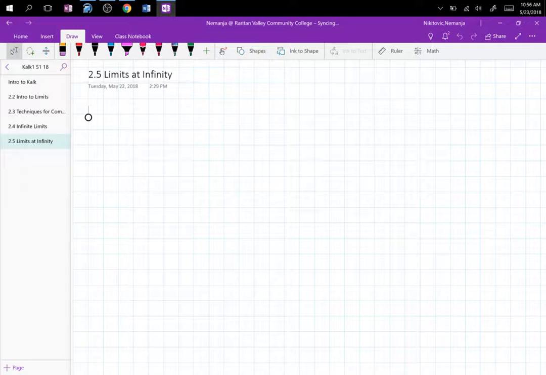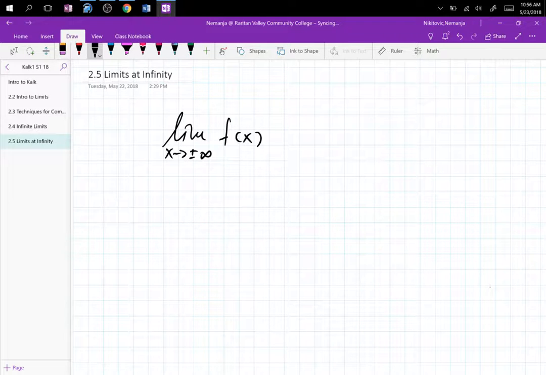Hello and welcome back to Calculus 1, section 2.5, limits at infinity. So now we are going to observe the limit as x goes to positive or negative infinity of f of x, which will give us either a finite limit L, or it will give us positive or negative infinity.